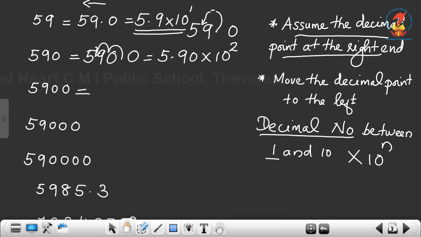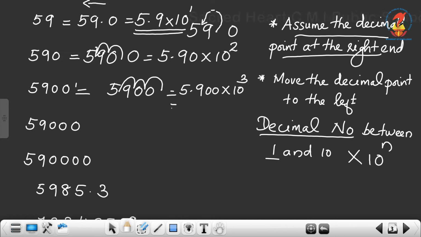Now next, 5900. Assume that the decimal point is at the right end, so we have to move it to the left. 1, 2, then 3. So we can write it as 5.900 into 10 raised to 3. These last 2 zeros no need to write, so we can write it as 5.9 into 10 raised to 3.